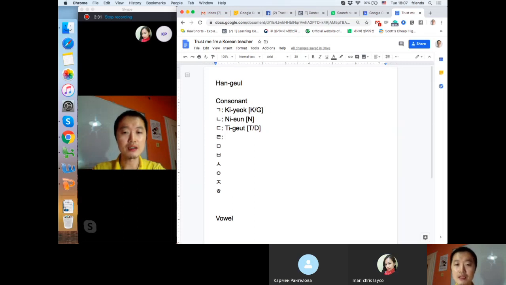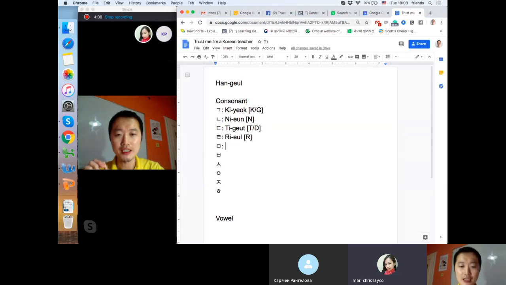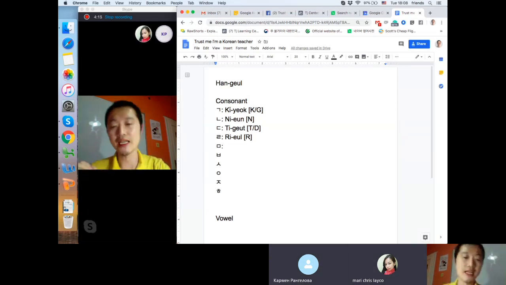The next one, the name is 리을. Actually, it is not exactly an R or L sound, but it is closer to an R sound. That's the name, and the sound is more like R. If I have to choose between R and L, then R is closer.